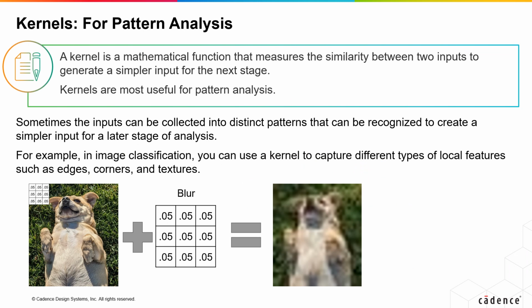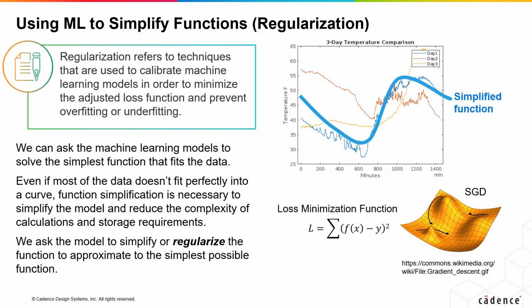Kernels are used for pattern analysis between inputs to generate a simpler input to the next layer or stage of the neural networks. For example, in image classification, you can use a kernel to capture different types of local features such as edges, corners, and textures. Images have pixels, and each pixel is a vector with components of RGB. By placing the kernel over each 9x9 grid of pixels and multiplying the RGB data at each position, you can blur the picture.